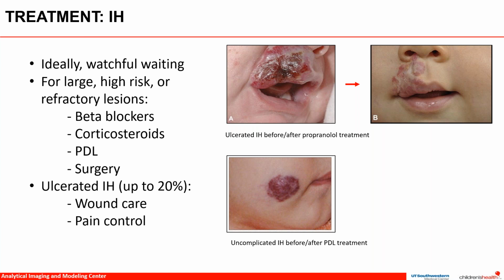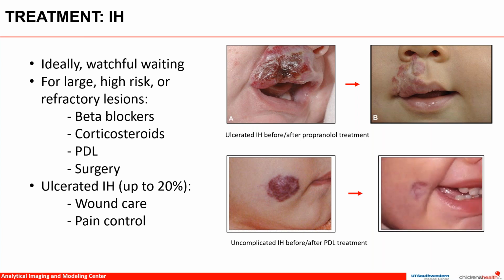When medical therapy fails to result in a satisfactory outcome, treatments with pulsed dye laser or surgical removal or debulking may be sought. Often, children with complicated infantile hemangiomas are treated with a combination of therapies to maximize benefits and minimize potential treatment complications.